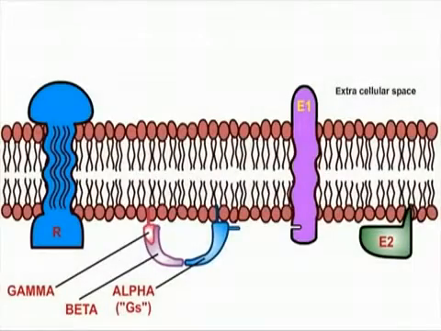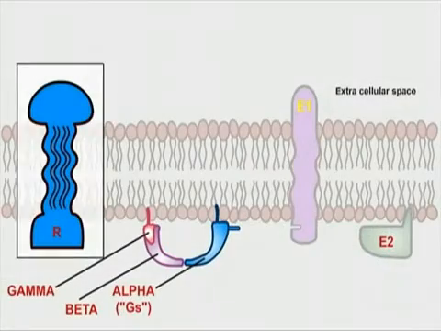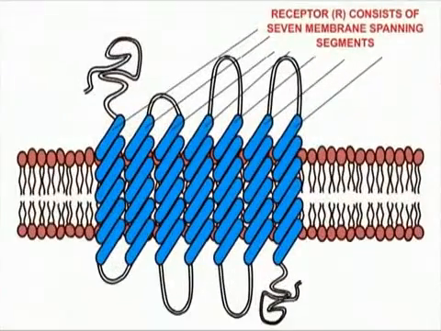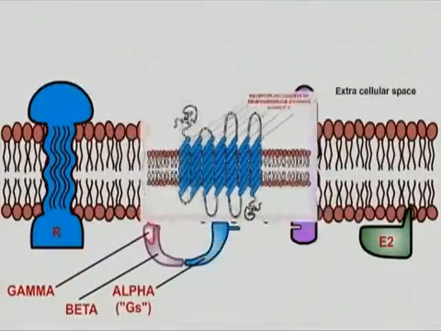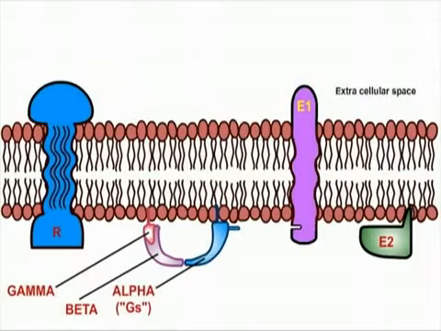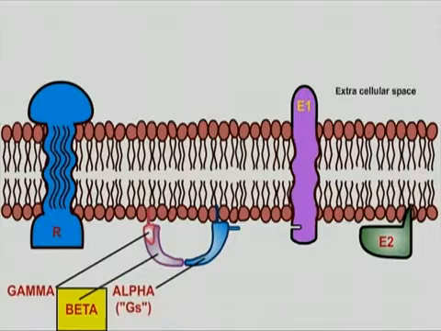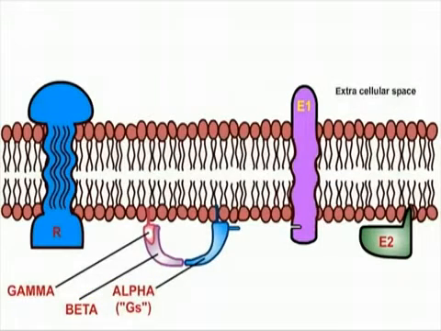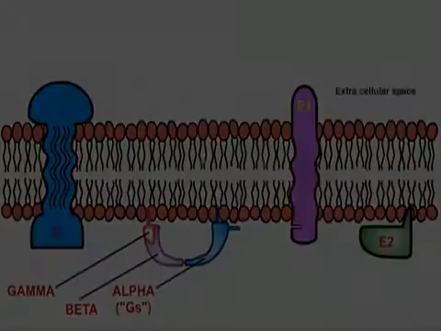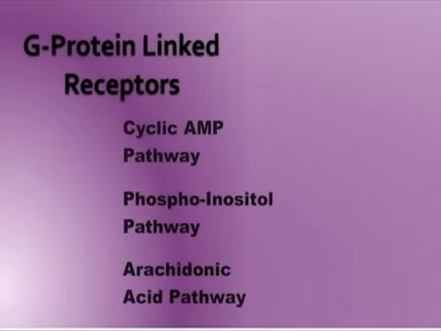G-protein linked receptors are those that function through a single polypeptide chain with 7 membrane-spanning alpha helical segments. The G-protein with an intrinsic GTPase activity is composed of 3 subunits, namely alpha, beta, and gamma subunits, of which beta-gamma subunits serve as the regulatory component. There are 3 different pathways in this type of receptor.